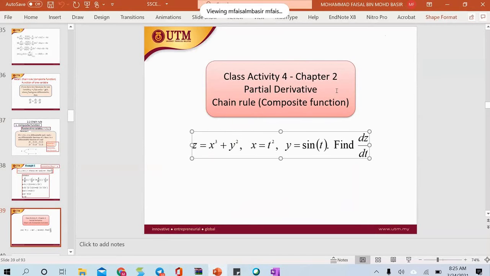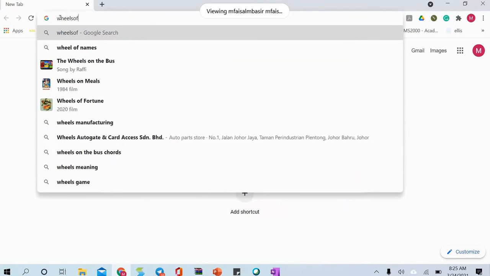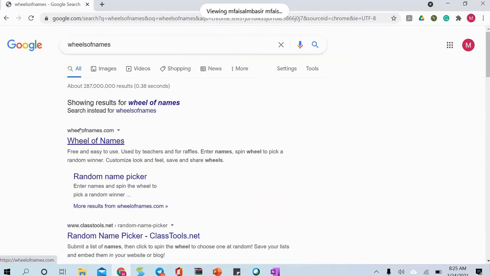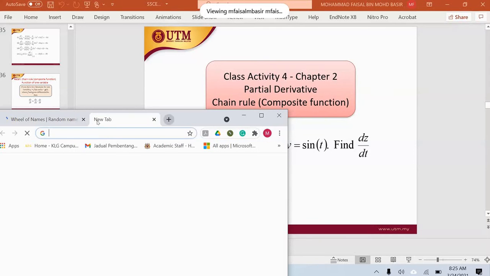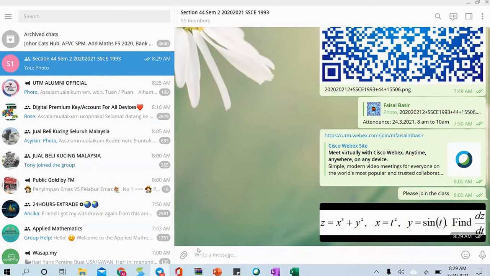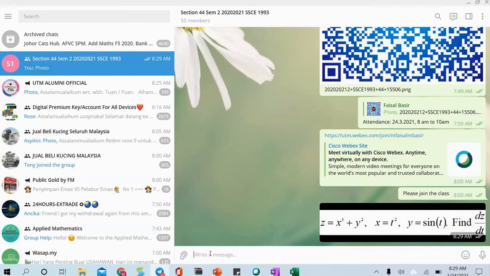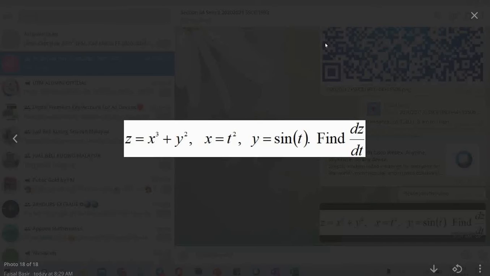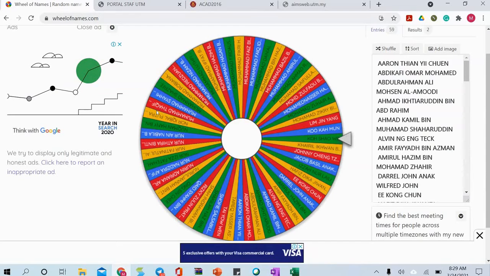Okay, let me use the spin wheel of names. I have to take your name. Say in Telegram. Just take a picture, upload the picture. Yes, can. Alert once I finish. Okay, so I give you about 5 minutes.